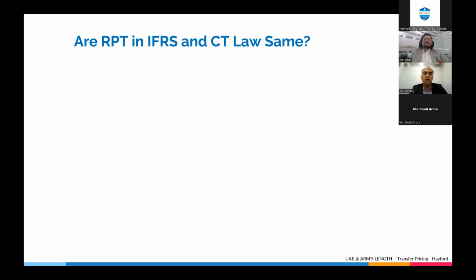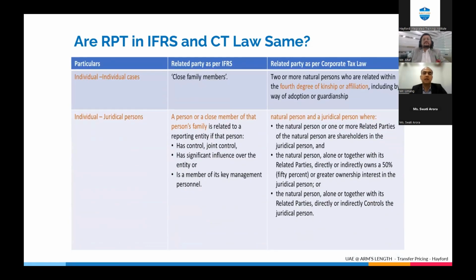are these related parties the same? So you have a related party disclosure under IAS 24. Would those be the only related party transactions that would get covered under the CT law or the transfer pricing regulation under CT law? Of course, many of you would have a view here, but just to answer the question, the coverage of related party transactions under the CT law is much wider. And these are a few of the distinctions identified vis-a-vis IFRS and the corporate tax law.